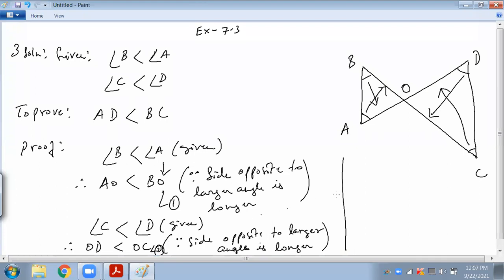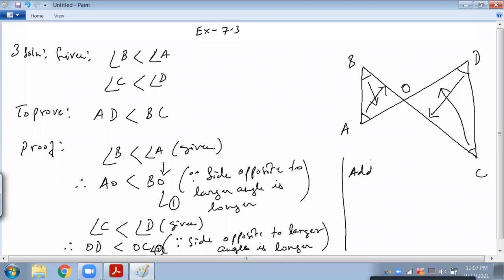Now, equation number 1 is AO less than BO, and equation number 2 is OD is less than OC. If you add equation number 1 and 2 on the left hand side, we'll get AO, DO, and from AO and DO, we can get AD. If you add the right hand side, it will be BO and OC, and BO plus OC is BC.